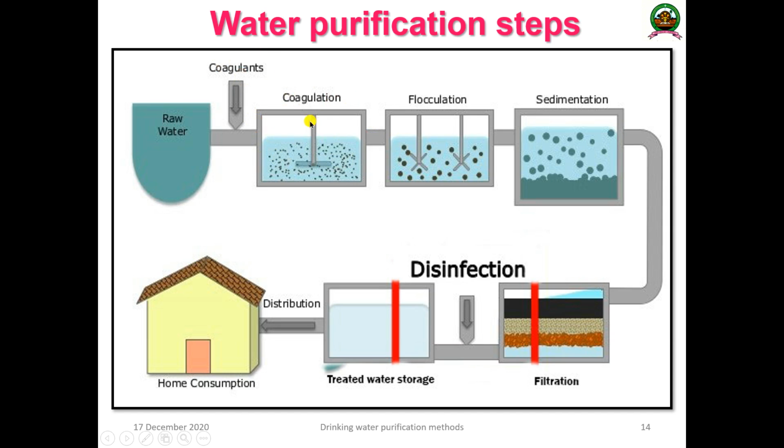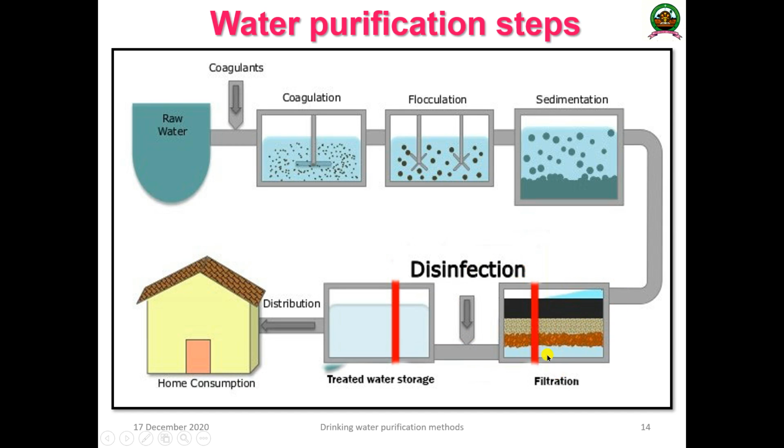Then the water will go to the next chamber. Then there will be suspended particles, the tiny flocculation process. Then the water will go to the sedimentation tank. There it will settle, and the sediments will be collected and removed. And it will be properly filtered. Then it will go to the filtration, where you can see a lot of sand particles, and it will be filtered.